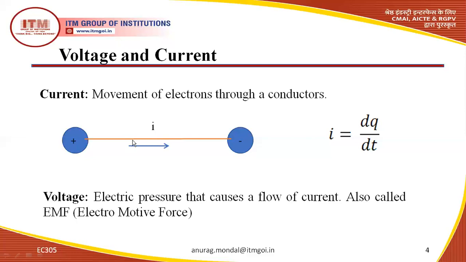Only then does the electron flow. So the definition is the electric pressure that causes a flow of current, that is called the voltage, and it is also called the EMF, which stands for electromotive force. So whenever there is a voltage drop across two bodies and those two bodies are connected with a wire, then the current will flow due to the flow of electrons. That is the basic thing.